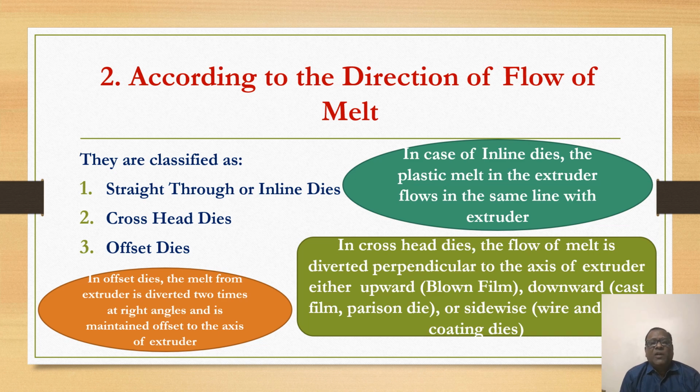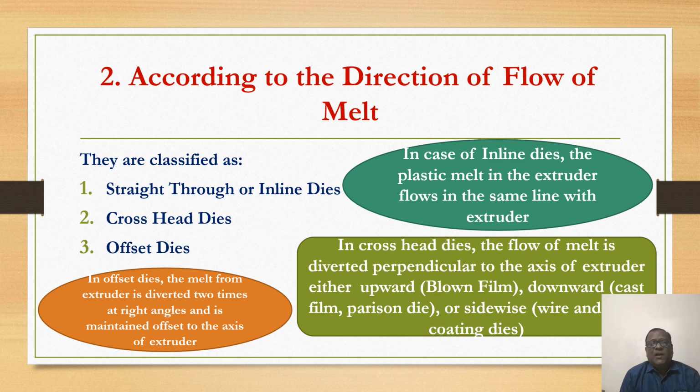As I told you already, in case of inline die, the plastic melt in the extruder flows in the same line, in the same direction as the extruder. That means the axis of the extruder and the axis of the die both lie on the same axis. It will come from the extruder and enter the die. Generally they keep it horizontal. That comes under inline die.